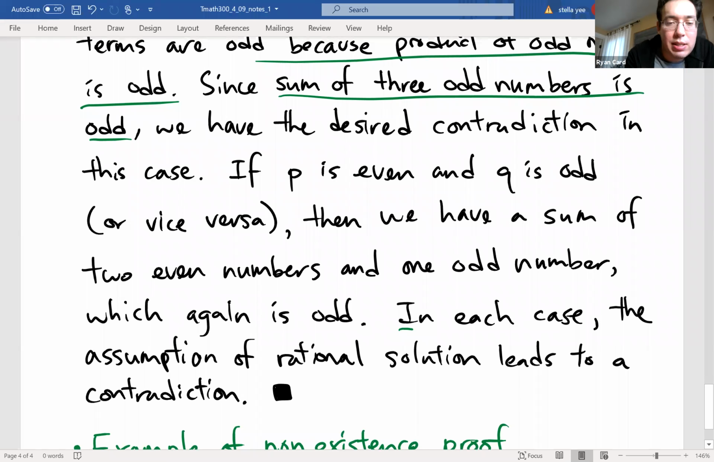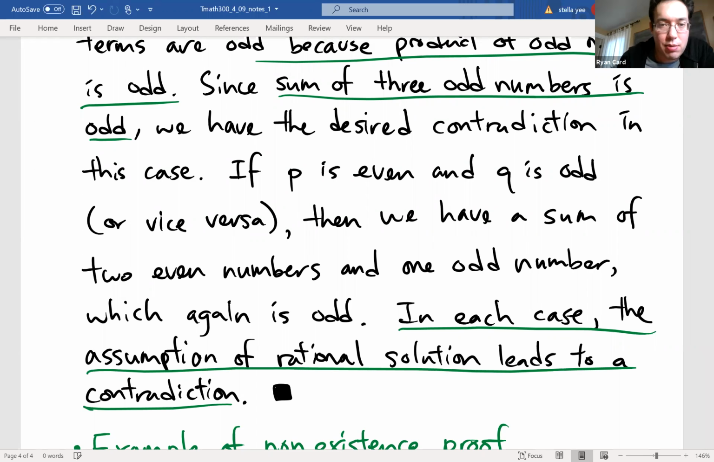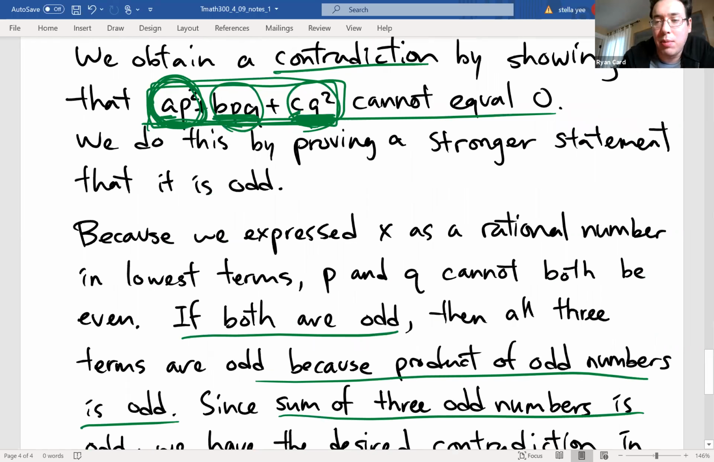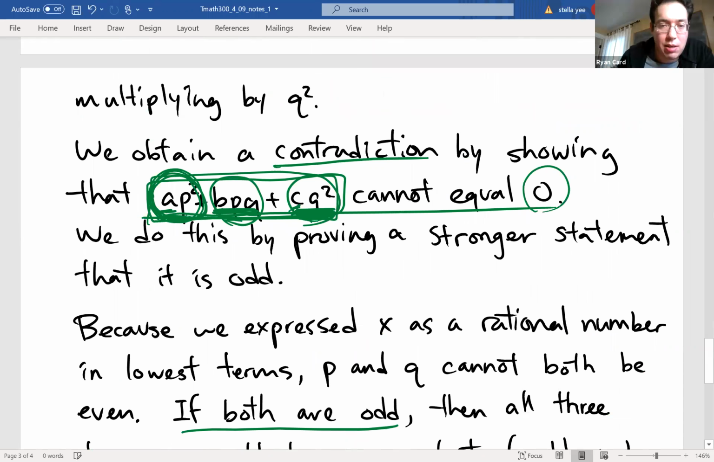So in each case, the assumption of a rational solution leads to a contradiction, right? It cannot be odd and equal to 0 at the same time. So that's the contradiction here.